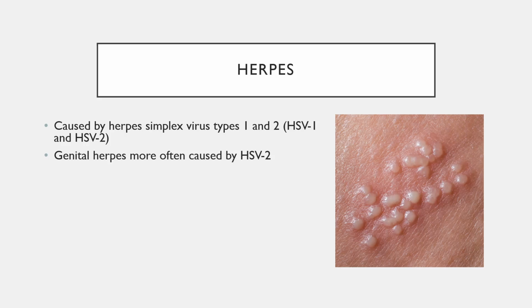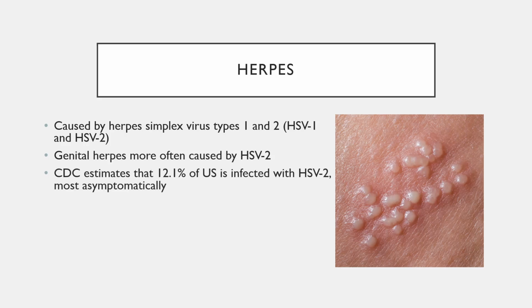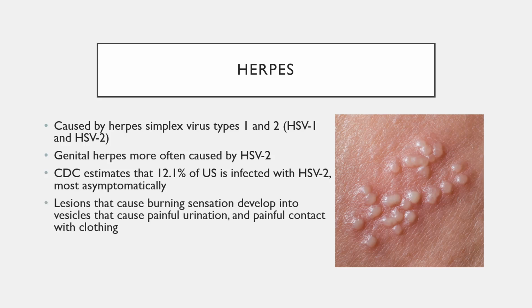Both of these viruses can infect either the oral mucous membranes or the genital mucous membranes, but more commonly, HSV2 is localized around the genitals. The Centers for Disease Control estimates that 12.1% of the United States population is infected with HSV2, most of them asymptomatically. Among people who are symptomatic, the disease presents as lesions that cause a burning sensation, and they develop into these fluid-filled vesicles that cause painful urination and can often be painful when coming into contact with clothing.